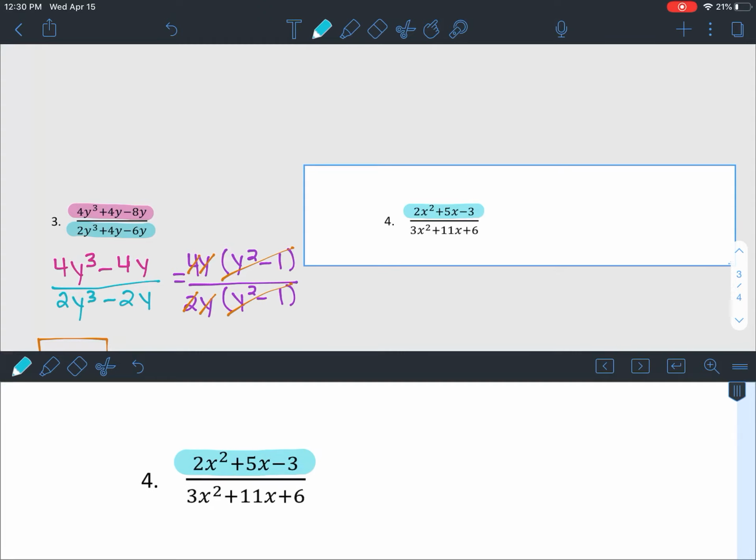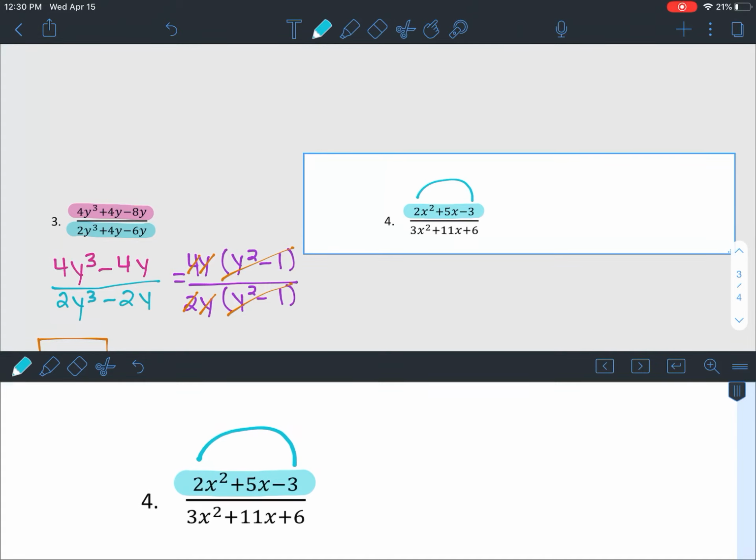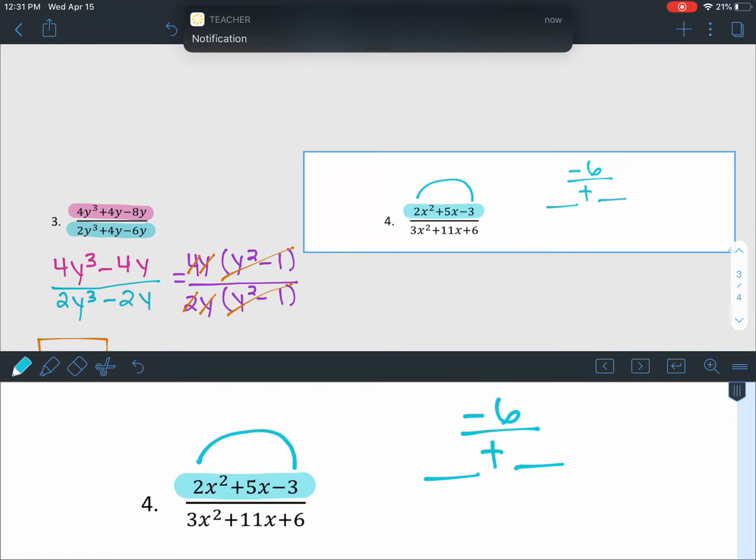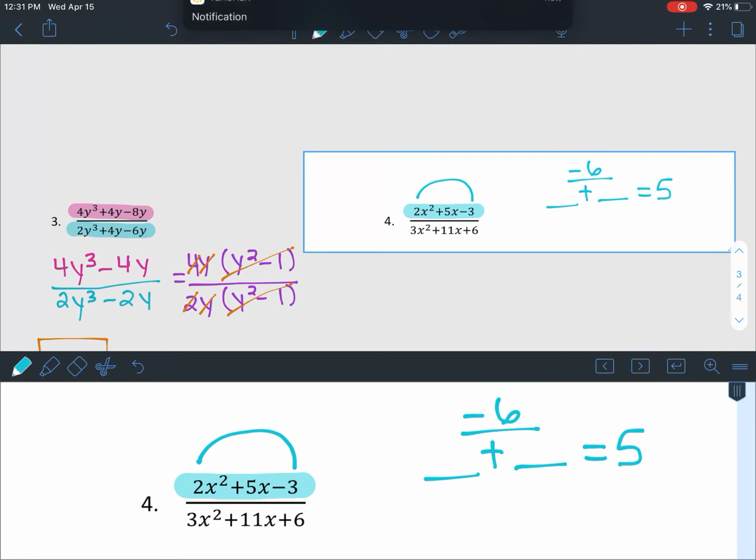This is where I use that AC method. So I'm going to multiply my 2 and my 3 together. So it's actually a negative 3, right? So I'm going to do 2 times negative 3, which gives me negative 6. So this time I want two numbers that are going to multiply to give me negative 6, but are going to add to give me 5.